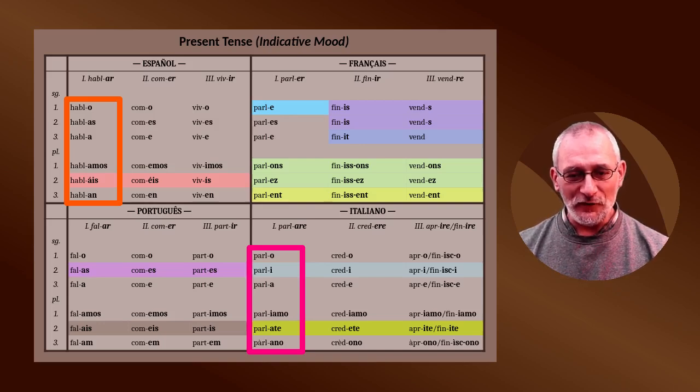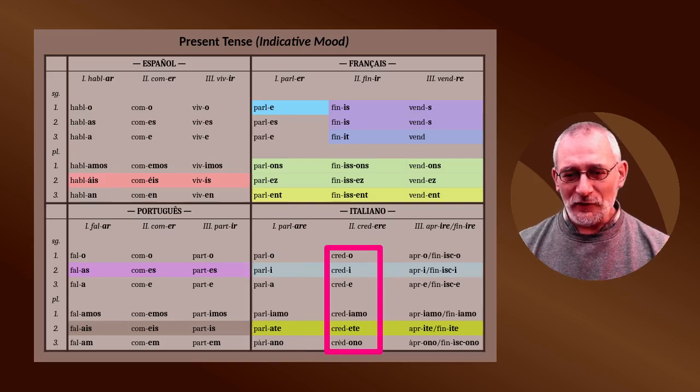However, there is difference in the second person singular, where Italian has a different ending, and Italian uses the ending i, parli. In the second person plural, Italian uses the ending ate, parlate, which looks a bit similar to, we can feel some similarity with Spanish, but it's more distant. And the second group of Italian verbs, the conjugation is as follows. Credo, credi, crede, crediamo, credete, credono.